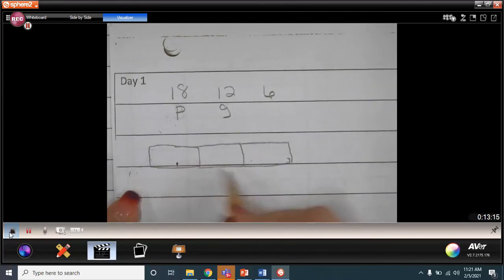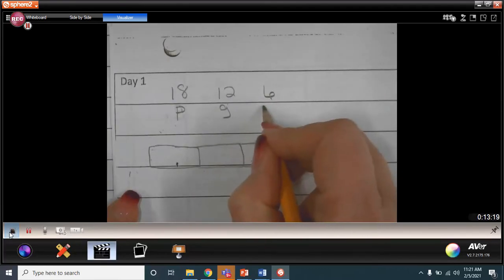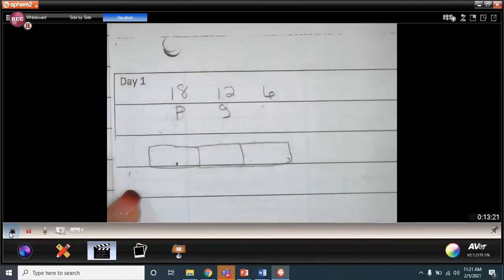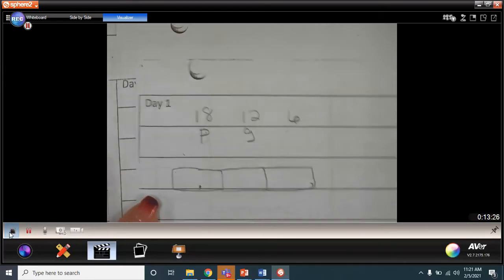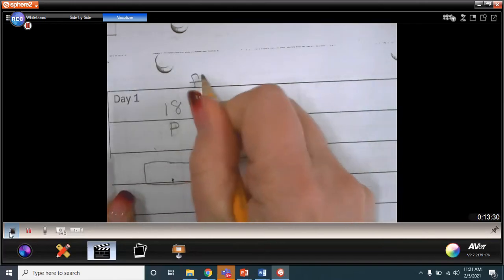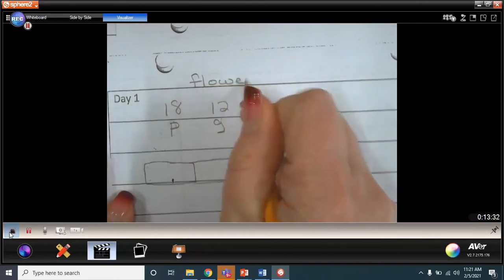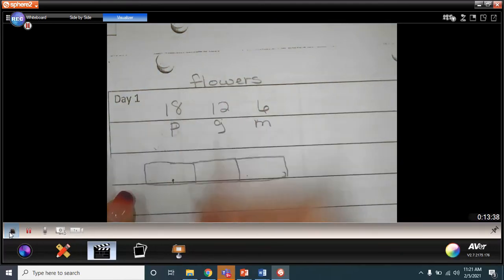So here's a flower pot, here's a flower pot, and here's a flower pot. So these were the, forgot again, marigolds. I'm going to put M for marigolds. These are my flowers, okay? And I'm going to take the flowers and I'm going to divide them equally. So I'm going to start with my pansies. And I have 18 pansies and I'm going to put them equally into the flower pots.